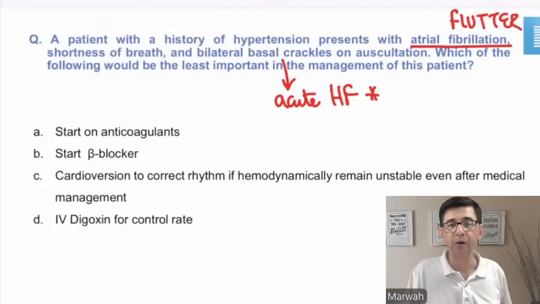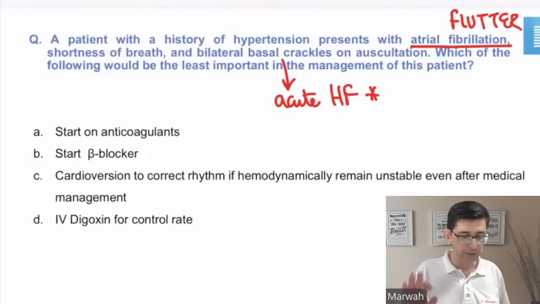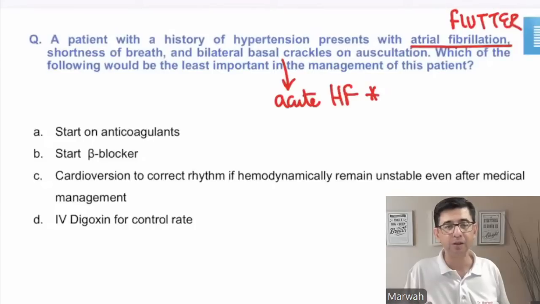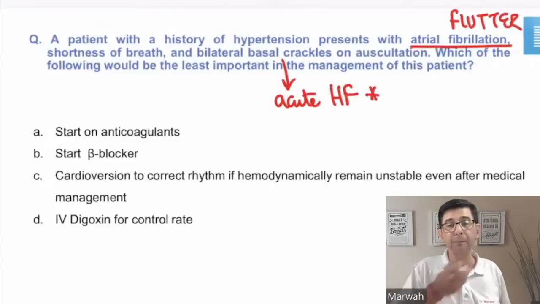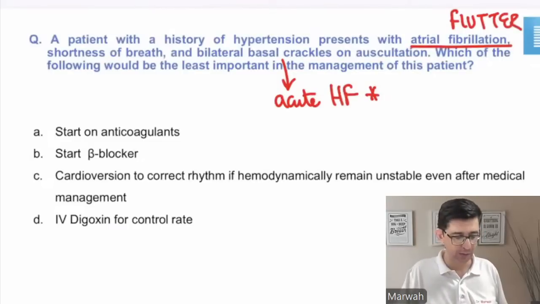Start beta blocker, crepitations given. Let me know, basal crepitations in the question: bilateral basal crepitations in acute heart failure. That's okay, doc, a 5 days history is present, that's perfectly fine. Start on anticoagulants? No, doc, that's not the case. Let me just work it out.